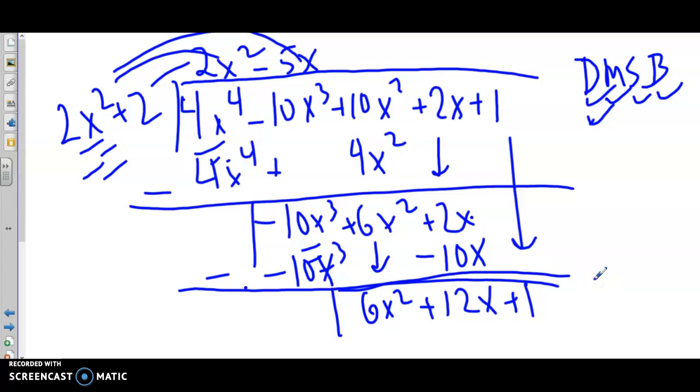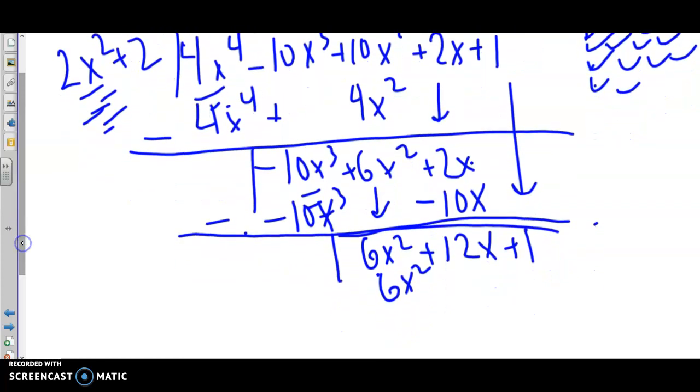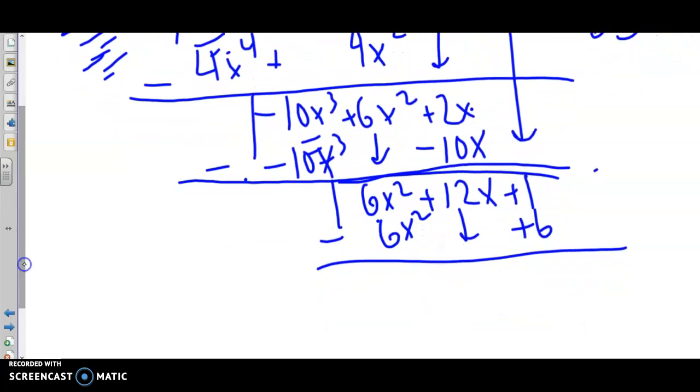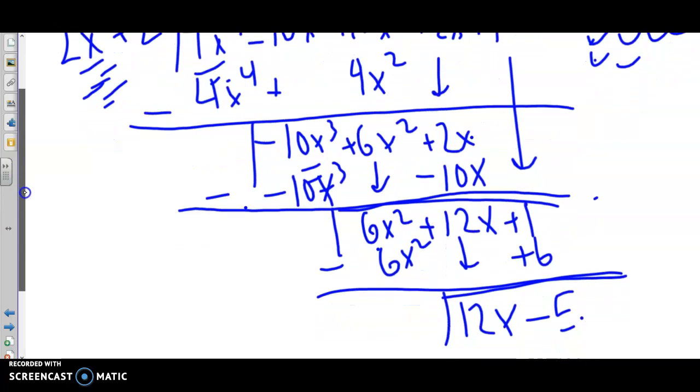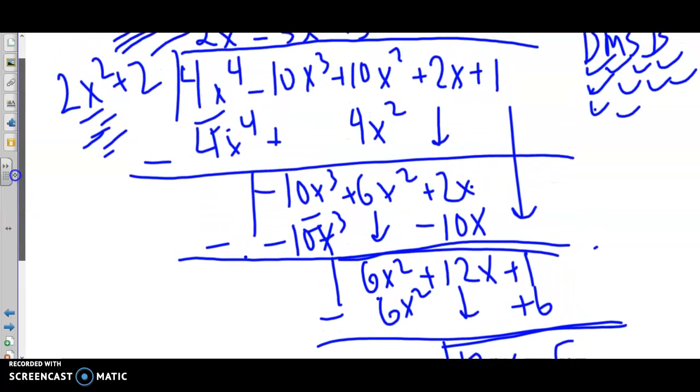So now we have the 1 there, and can we divide again? Yes, we can, because we can have 2x squared into 6x squared, and that goes in 3 times. Multiply down, so we divide, now we multiply. 3, it's going to be 6x squared, and then plus 6, which goes over here. So we subtract, we're going to get 12x. 1 minus 6 is negative 5. Now we can't divide any further because 2x squared is not going into 12x. So 12x minus 5 is the numerator of our remainder.